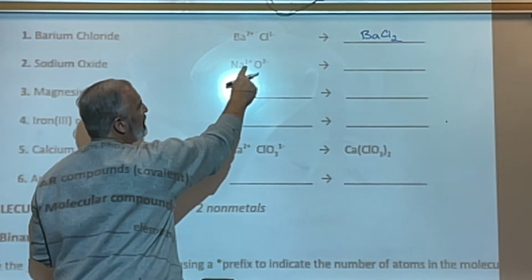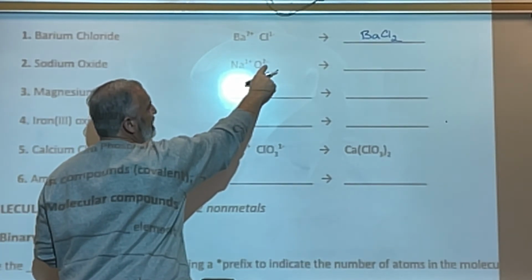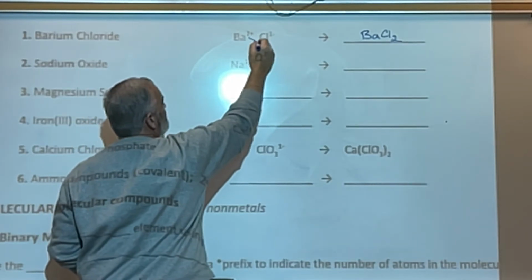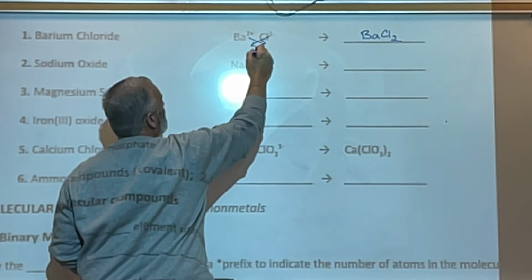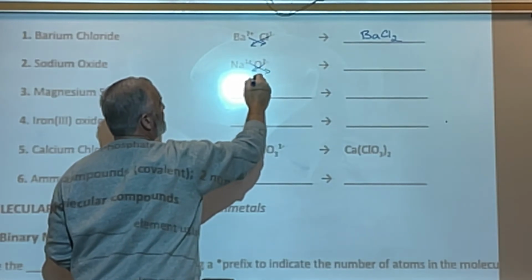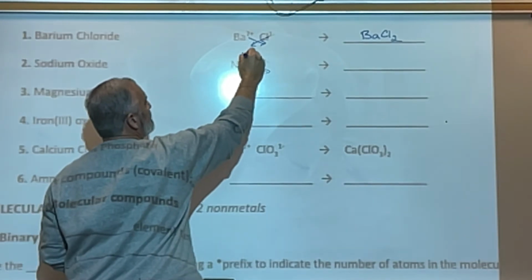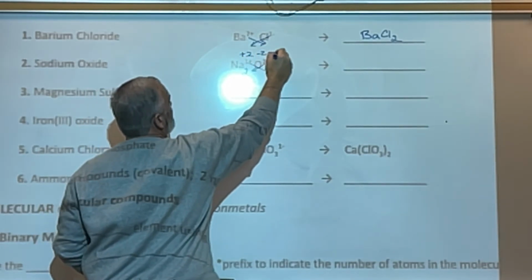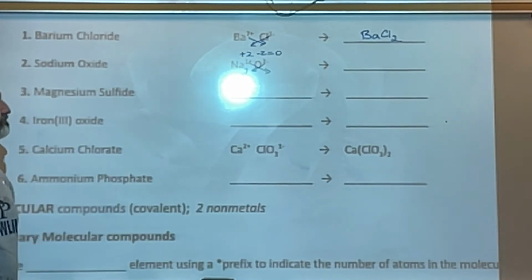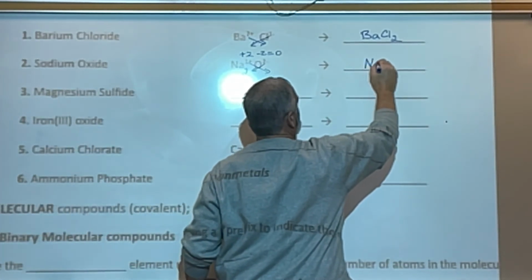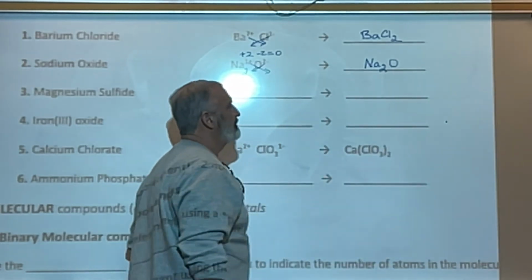So we have the +1 here, we have a -2 here. Again, I'm going to need 2 of these so I can bring this down. Notice I brought that there. We don't write ones, okay? But this is going to be a 2, because 2 times +1 is +2. We have a -2. It's going to equal 0. So my formula is going to be Na2O.